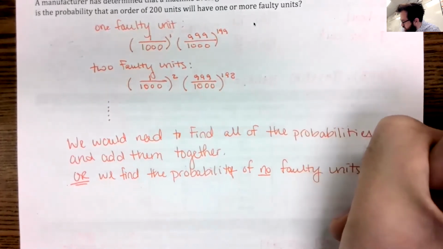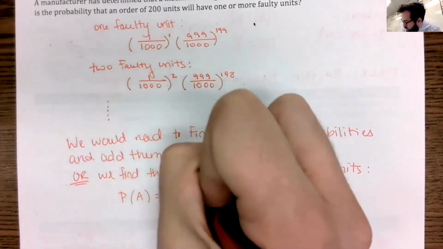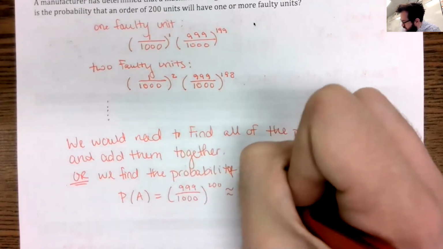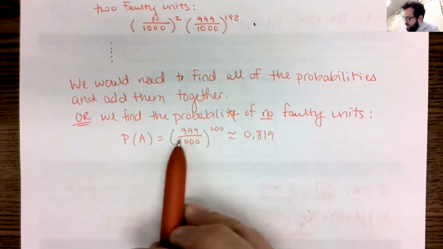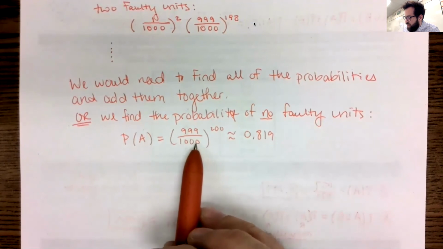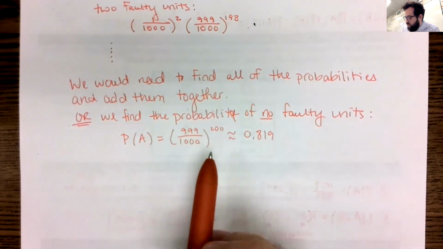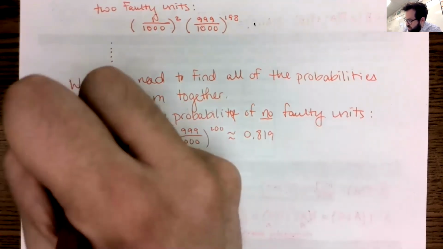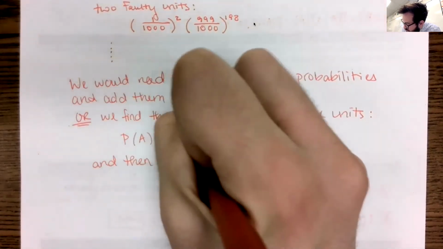So let's do that. Probability of no faulty units would be 999 over 1,000 to the 200th, which is about 0.819. If you use your calculator, because 999 over 1,000 is the probability that any given unit is not faulty, and we're examining 200 of them, so we have to multiply by itself 200 times. So there's 81.9% chance that all of those happen to happen. So we can find the probability of no faulty units, and then find the complement.